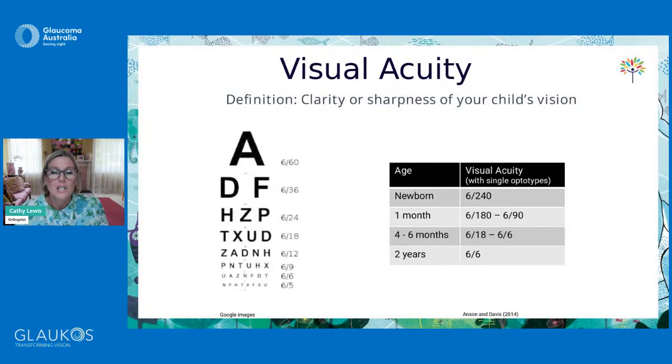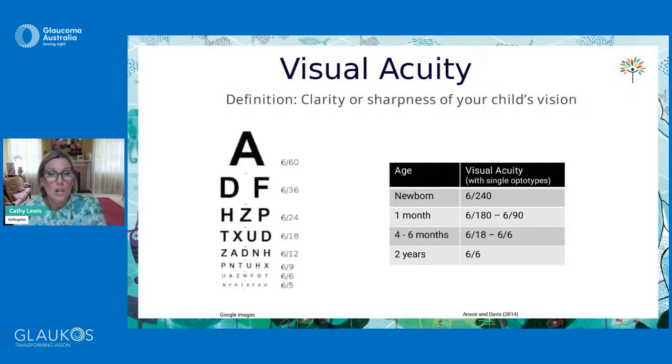Now, visual acuity refers to the clarity or sharpness of your child's vision, and we often record it as a fraction. So the number on the top of the fraction refers to the distance in meters the child is sitting from the chart. So looking at the chart on the left, the results are provided for a 6-meter test because the number 6 is the number on the top of the fraction. And the number on the bottom of the fraction represents the line the child could see to. So if you look at the top letter A on the chart, the fraction beside it is 6/60.